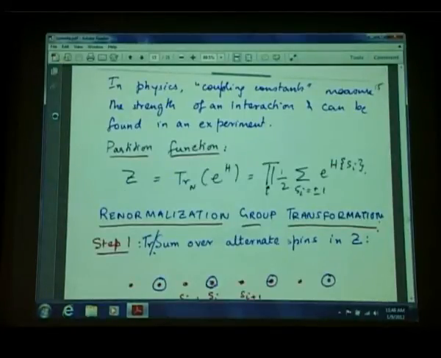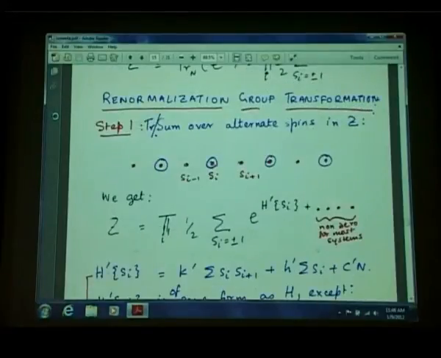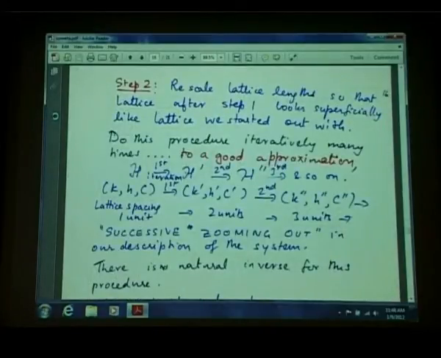So in this expression, I told you there are some additional terms. I can't really do this exactly for all systems, but these additional terms get smaller and smaller with each iteration. So in my original lattice, my lattice spacing, if it was 1 unit, it's now become bigger, 2 units, 3 units, and so on. So what we're doing is successively zooming out in our description of the system.